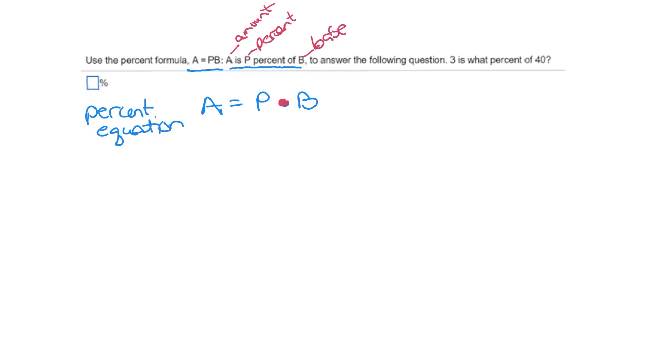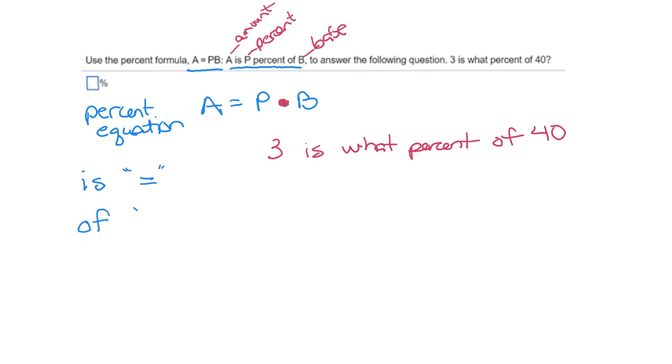Now this question says 3 is what percent of 40? Things we need to know about this: the word is means equal. The word of means to multiply. Equal and multiply. So if I take this sentence exactly the way it is, I can translate it into an equation, which will end up being this percent equation.